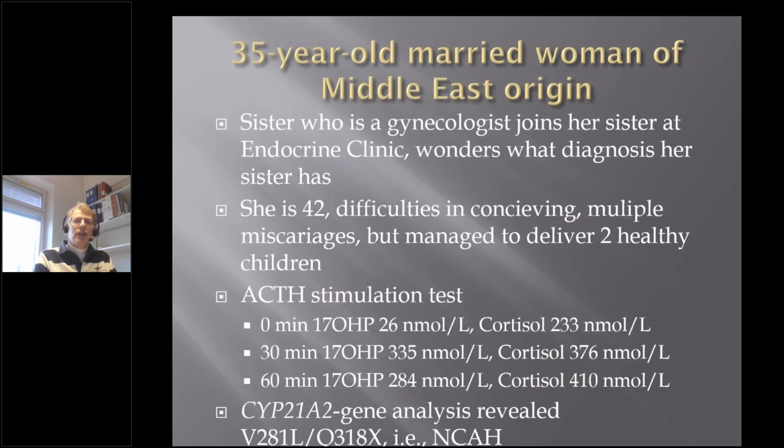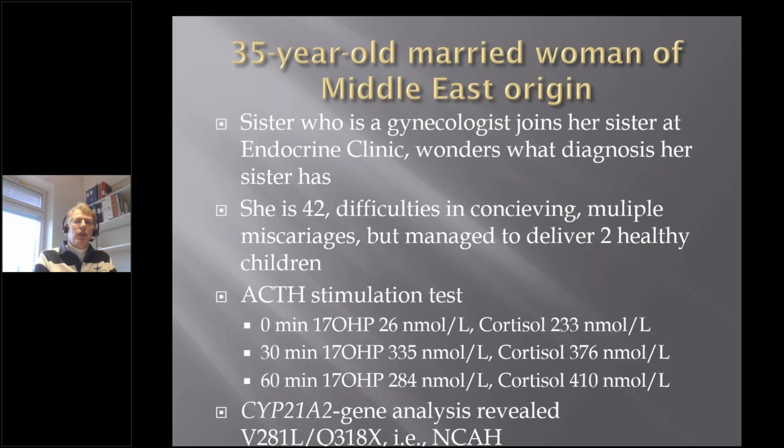On one of these visits to the endocrine clinic, her sister joined, and she's a gynecologist. She had some questions on the diagnosis of her sister. The sister was 42 years of age, also had difficulty in conceiving, multiple miscarriages, but had managed to deliver 2 healthy children.